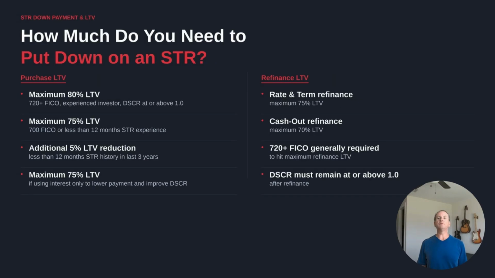So how much money do you need to put down generally on a short-term rental, down payment wise? On a short-term rental using a DSCR loan, the maximum loan to value is 80%, and you generally need right around a 720 or higher credit score. If you're under 720, say 700, you're at 75% loan to value on a purchase, or 25% down. And if you don't have a history of owning other short-term rentals, this is your first one, so to speak, more often than not they'll reduce the loan to value by another 5%, so it'd be 70% loan to value.